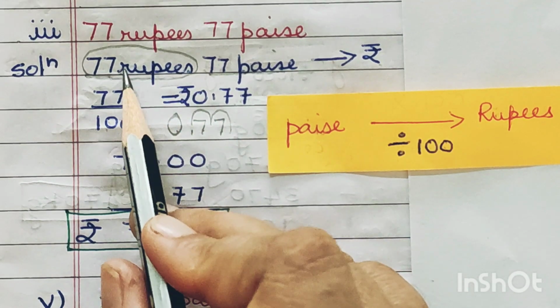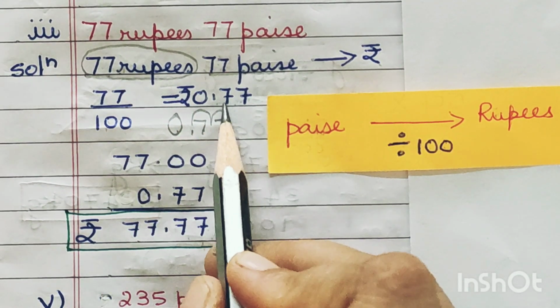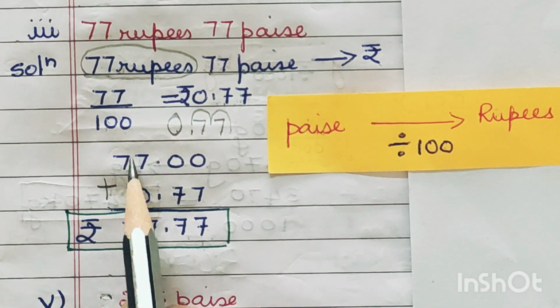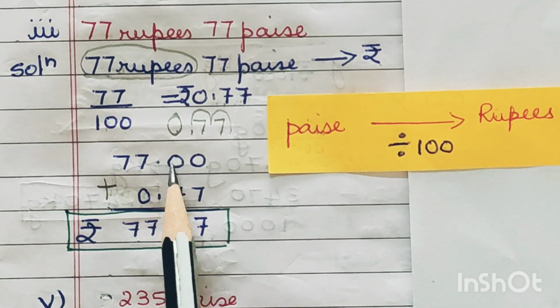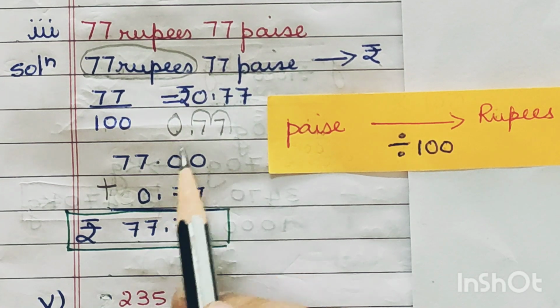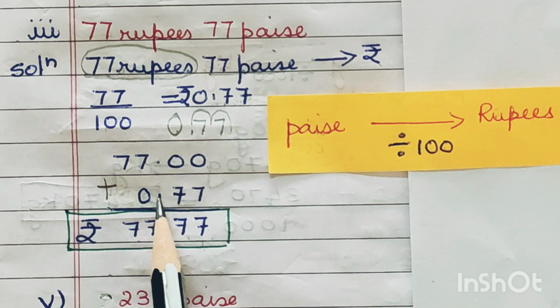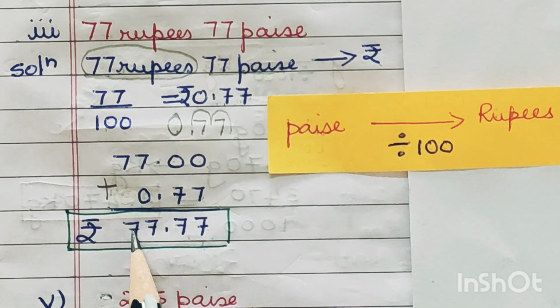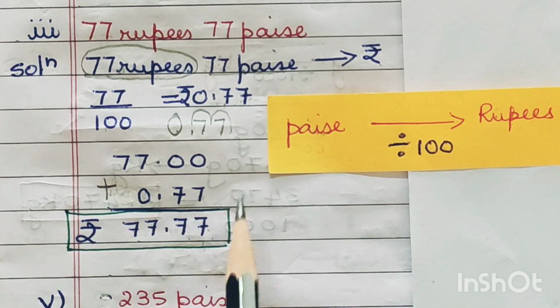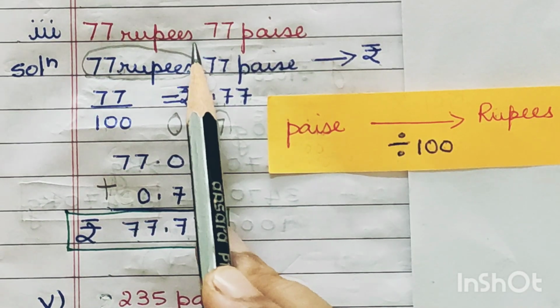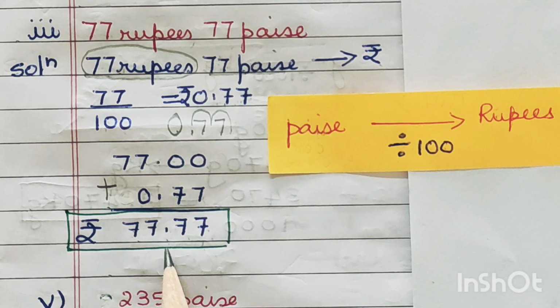Now we will add 77 rupees with this 0.77 rupees. So a simple addition over here, 77 can be written as 77.00. I have written 2 zeros here because there are two decimal places after this paise value. So 0.77, add this up, you get 77.77. So now you see this full value has been converted into rupees using decimals.